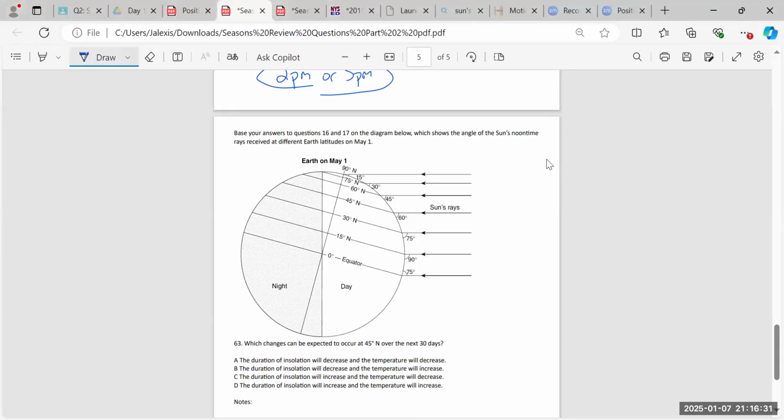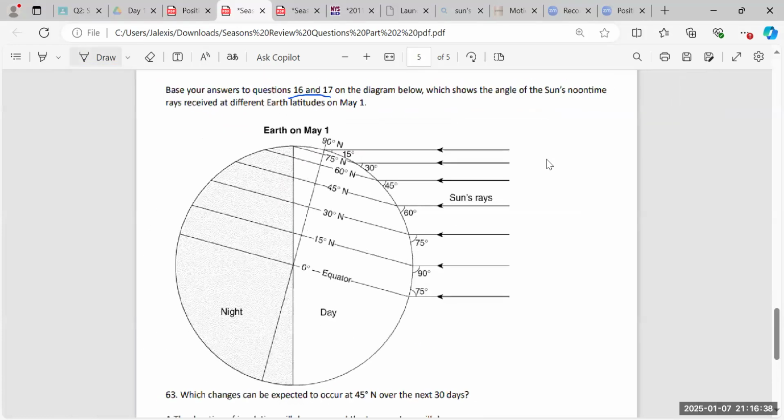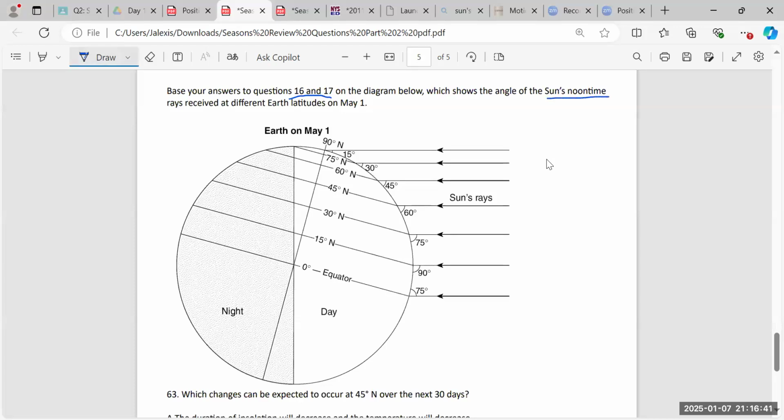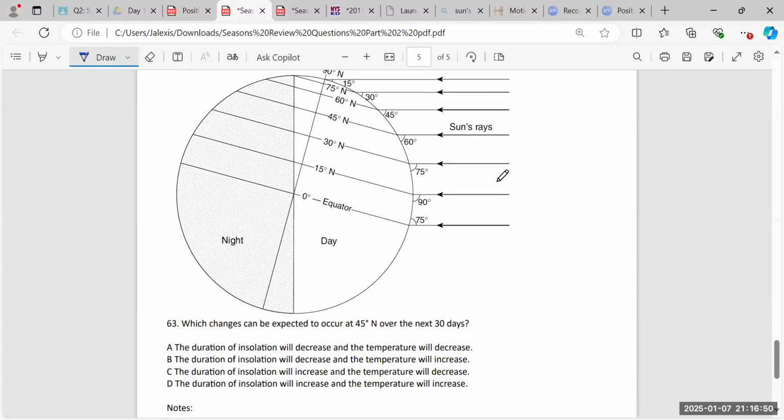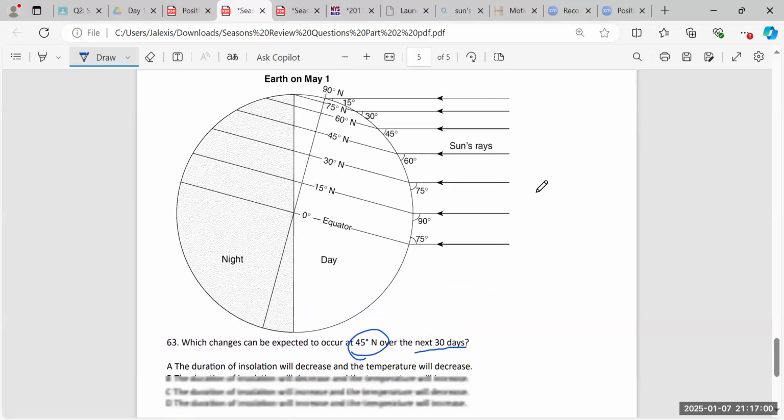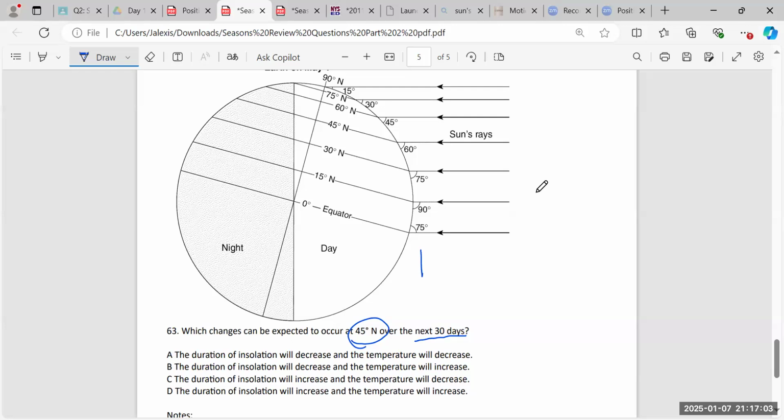Number 16, it says base your answers to questions 16 and 17 on the diagram below. Let me zoom in, which shows the angle of the sun's noontime rays received at different Earth latitudes on May 1st. So this is how the Earth is positioned on May 1st. What changes can be expected to occur at 45 degrees north over the next 30 days? Well, that means what's supposed to occur from May 1st to, let's say, June 1st, or you can say May 31st, it doesn't matter. What is supposed to happen?